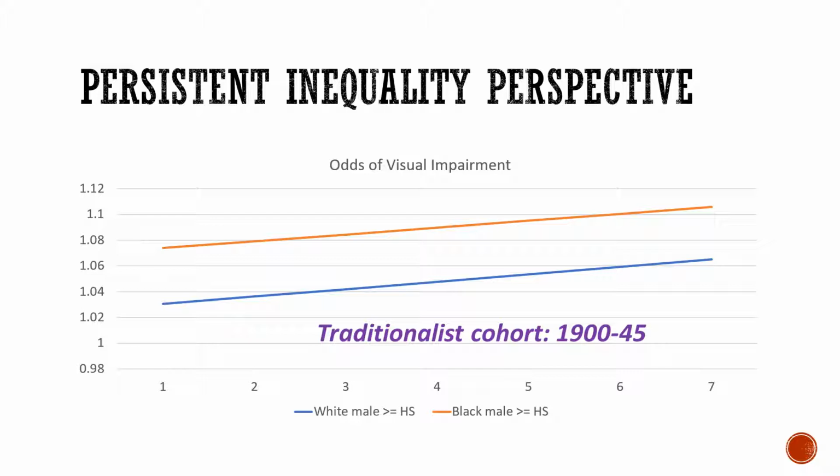If I just focus on the traditionalist cohort, I found that the persistent inequality perspective is supported for the differences in the odds of visual impairment between white males with at least a high school diploma and black males with at least a high school diploma. This perspective is supported when we see 2 parallel lines.